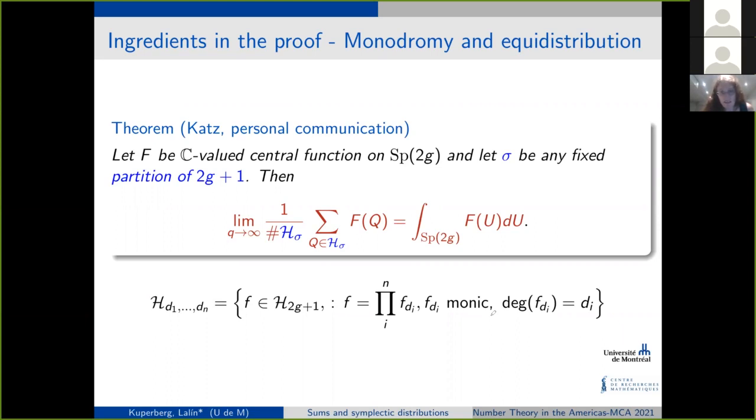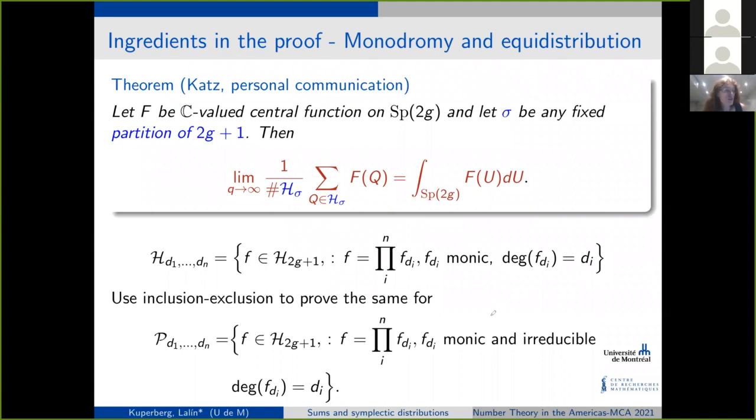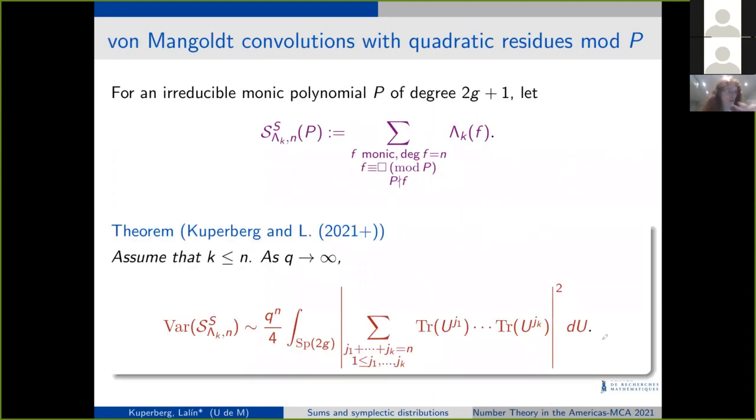And then with that, one can do inclusion-exclusion to prove the same for polynomials that have a very specific fixed factorization type. So the difference between this family H_{d1...dn} and P_{d1...dn} is that with P, I'm going to ask that the factors be irreducible, okay? And so that includes, in particular, the case where I have just one irreducible factor of degree 2g plus 1. So just irreducible polynomials. Okay, so with that, we get the distribution, and then we can take the limit and prove this theorem. So that's the theorem.